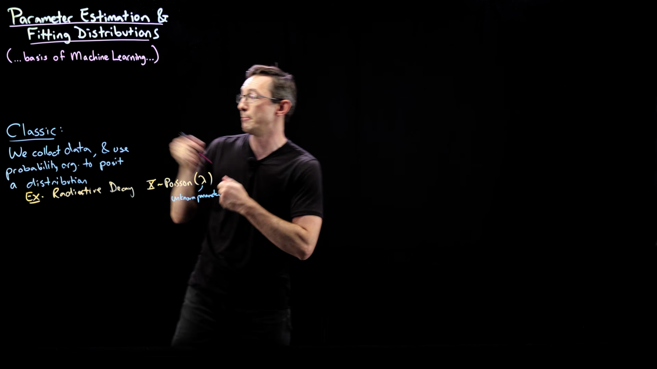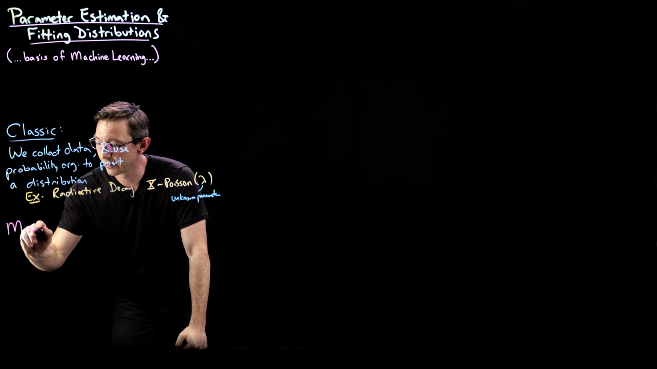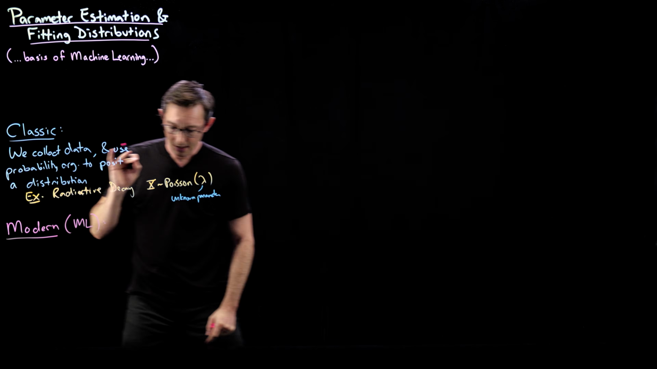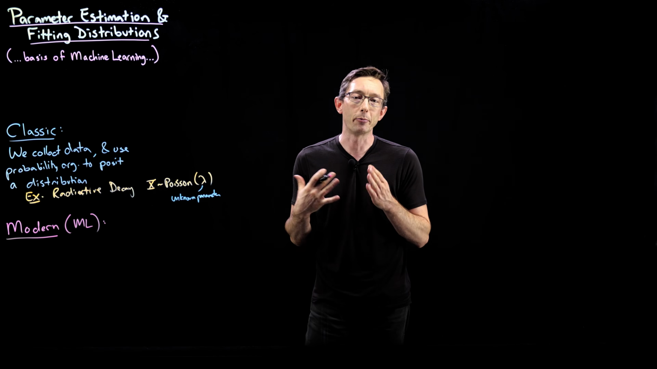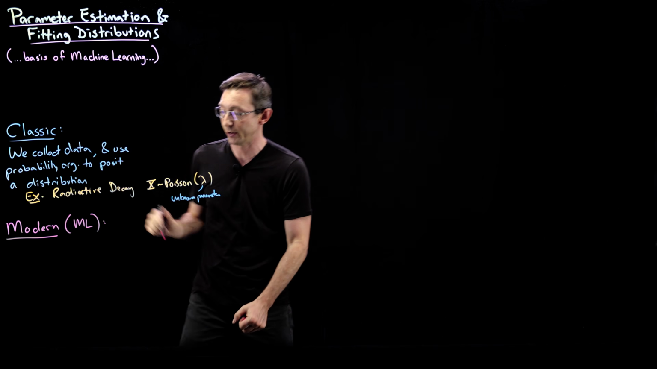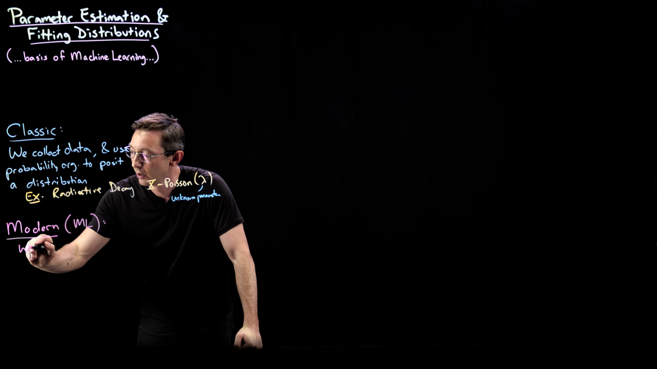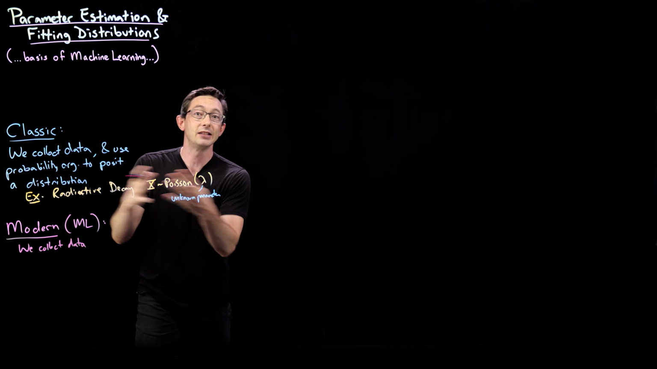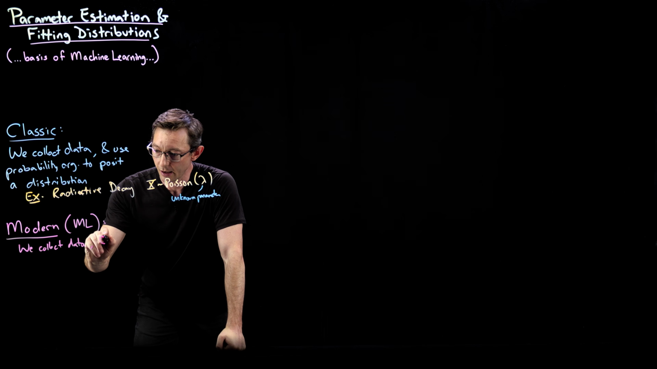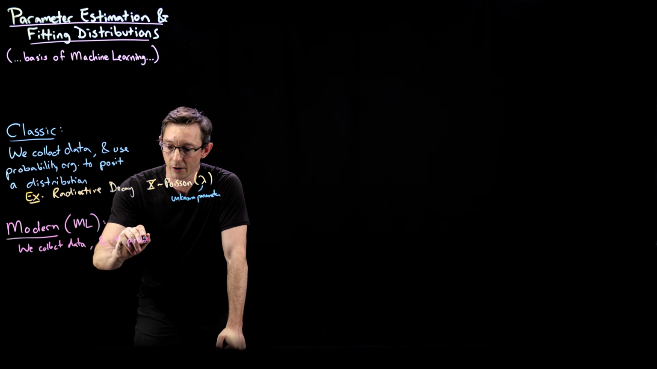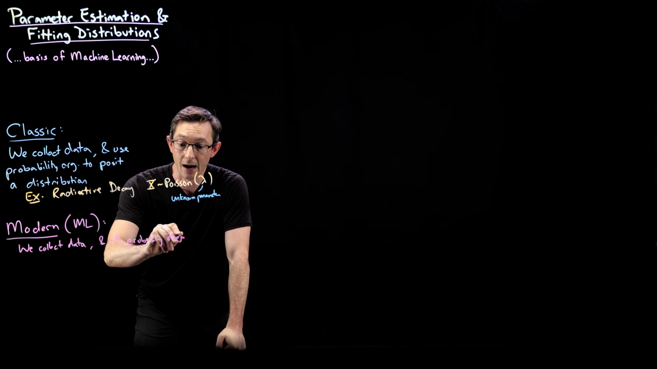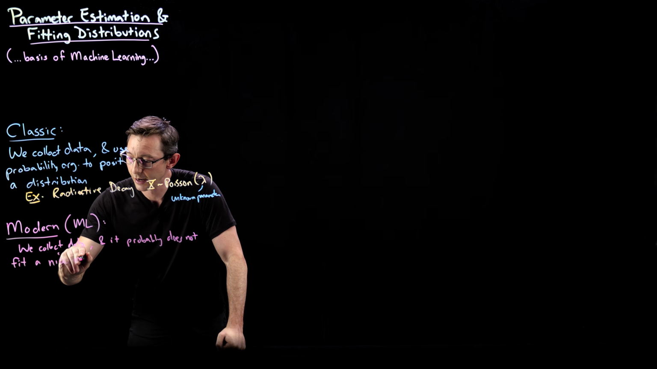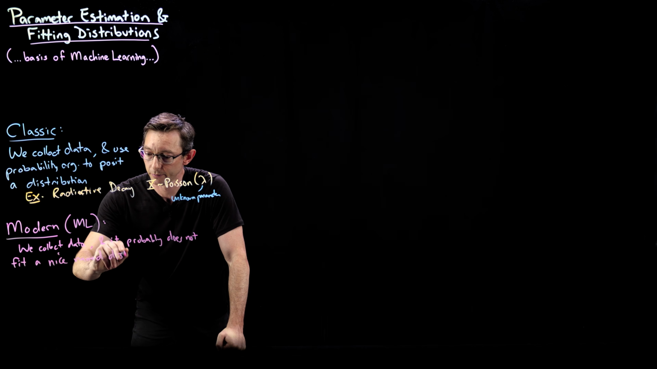So let's write that down. The modern thing we would do, and by modern, of course, I mean machine learning, ML. The modern approach is essentially we collect data, same as before. We always collect data, because this is statistics, this is data analysis. We collect data, and it probably does not fit a nice named distribution.